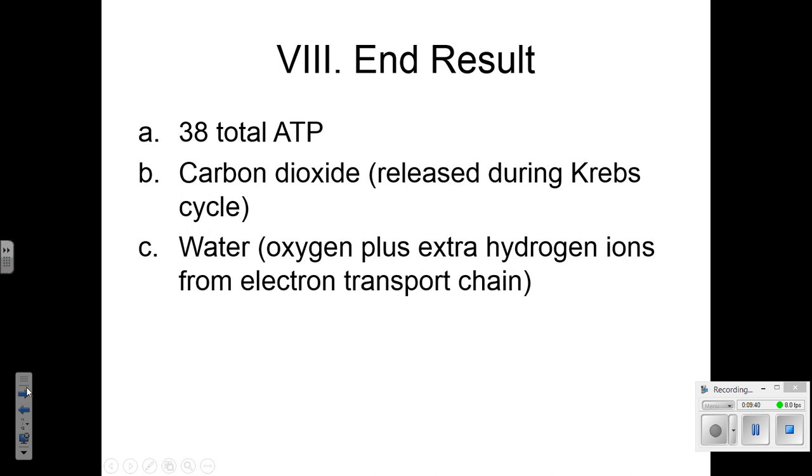So when you eat sugar and you're eating glucose, the goal is to turn all of that into usable energy. And then you breathe out your waste products of carbon dioxide and water, which eventually makes its way through your bloodstream and such.